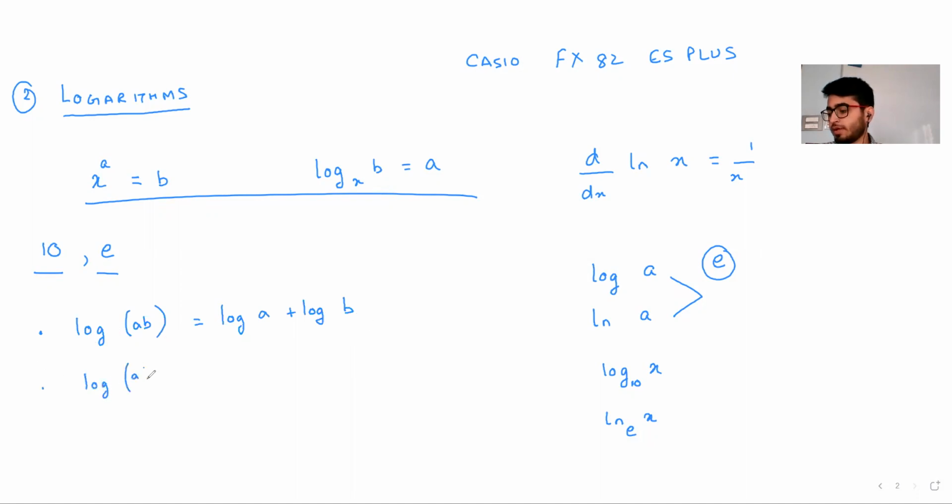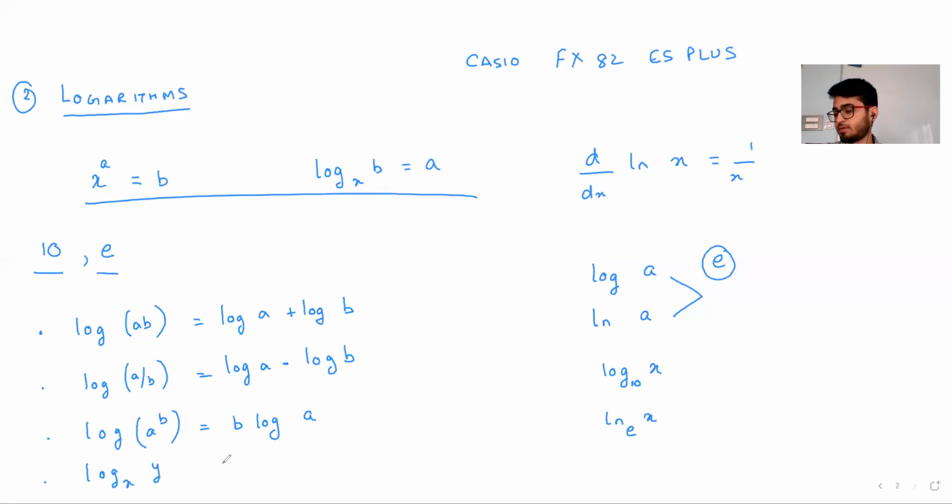Then if we have log A by B, this is nothing but log A minus log B. Then what we have is log of A to the power B. This is nothing but B log A. And then finally, which again could be used, let's say the base is X and we want log base X of Y. This can be written as log to any base C of Y, divided by log to the same base C of X.